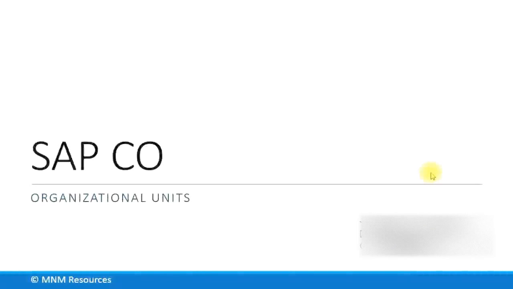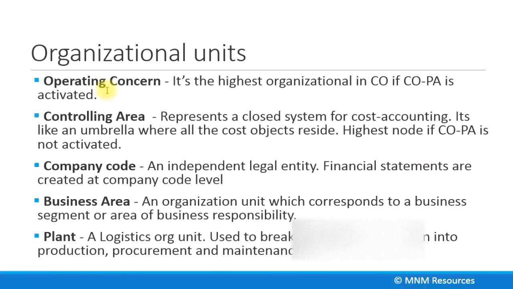Let's look at the organizational units in the SAP CO module. The two main organizational units in the CO module are the operating concern and the controlling area. The rest are related to the other modules. For example, company code and business area are related to the FI module, and plant is related to a logistics module, which is materials management.